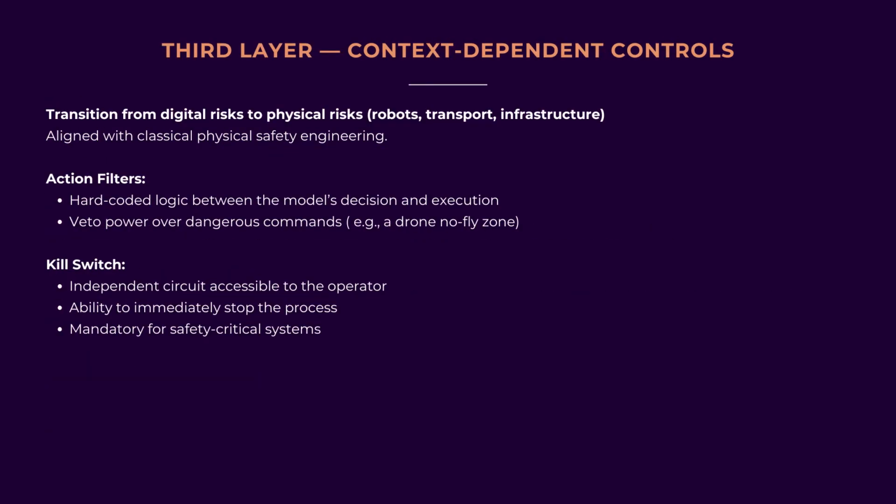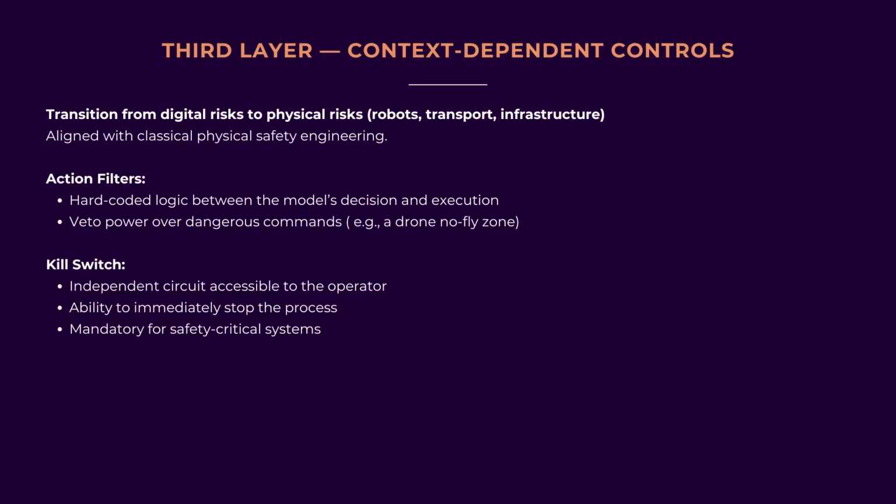And finally, the third, outer layer of defense, context-dependent controls. Here we move from digital risks to physical world risks. Security is not universal. Requirements for a poetry-writing chatbot and an AI controlling an industrial robot differ radically. At this layer, AI safety converges with classic approaches from physical engineering safety. The goal of these time-tested methods is to guarantee that the system will not harm people, property, or the environment. In essence, we create the last line of defense that must work even if the AI model itself behaves unpredictably.